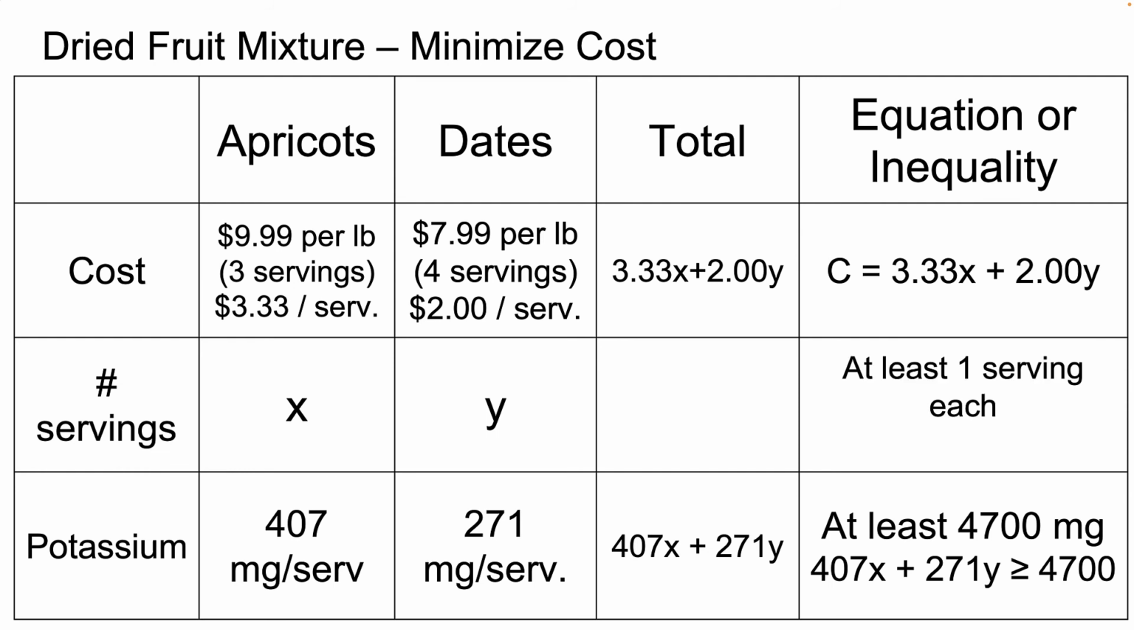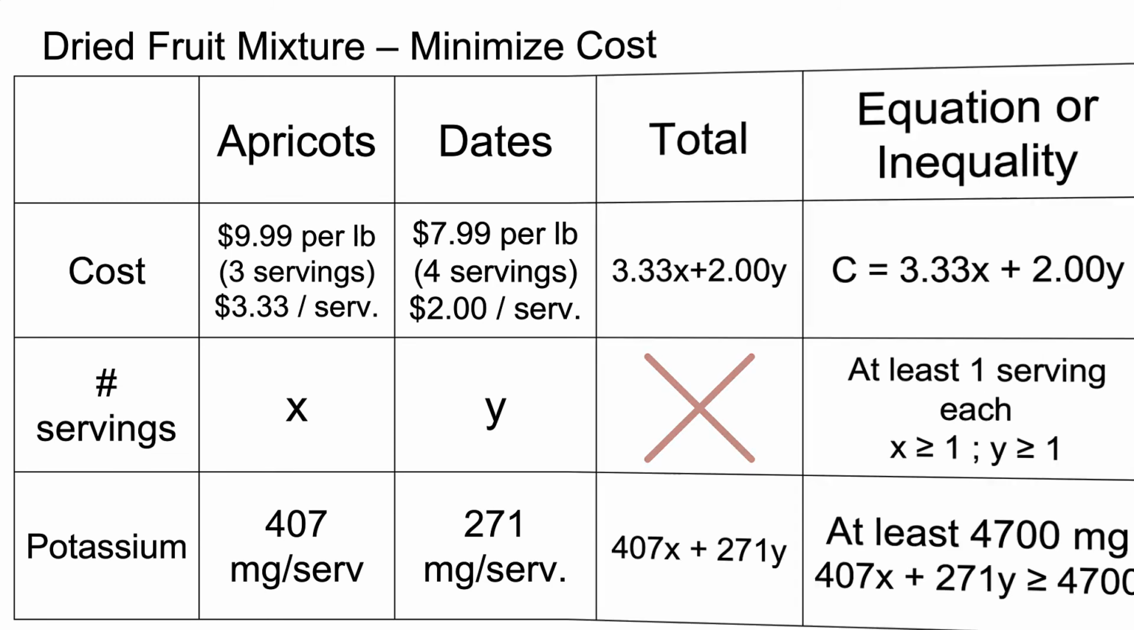We're also told that there should be at least 1 serving of each fruit. This means that X has to be greater than or equal to 1 and Y needs to be greater than or equal to 1. So on this middle row where the number of servings are, we don't need to use the total box, and that's okay. At least 1 serving each means that X has to be greater than or equal to 1 and Y has to be greater than or equal to 1. We don't need to add these together here.